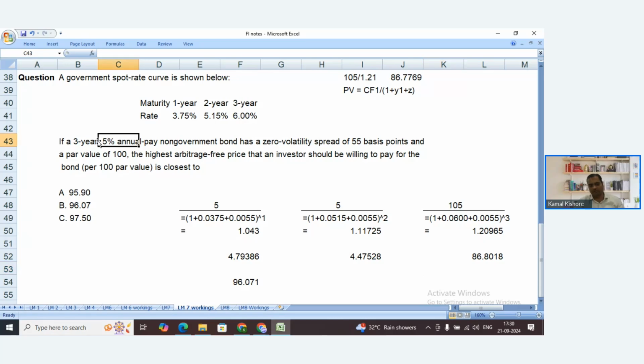5% is coupon. 5% is not here, I know. After looking at so many different things, finally you are telling what is this 5%?